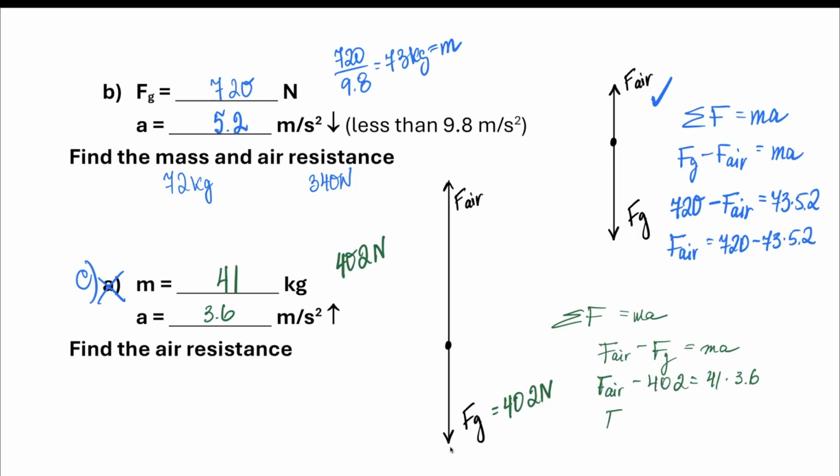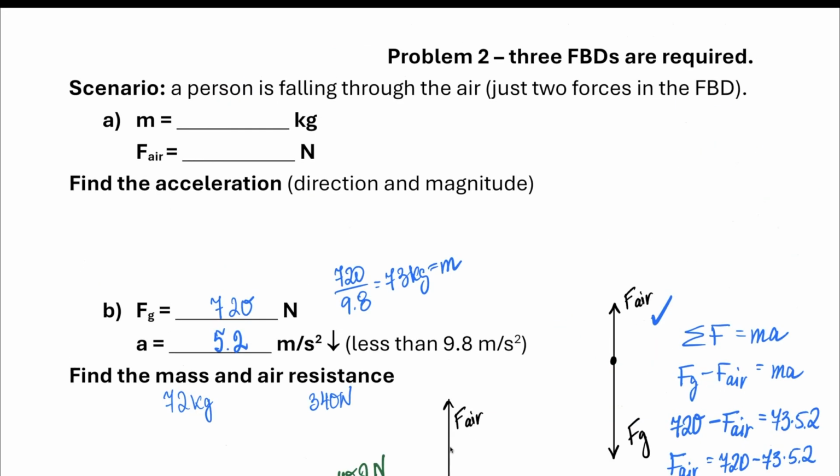So then force of air is going to be 402 plus 41 times 3.6. Again, you are using your own numbers, but the steps are the same. So for me, 550 newtons. There you go. The first one, the actual A, 64 kilograms, and force of air, I'm going to solve both.